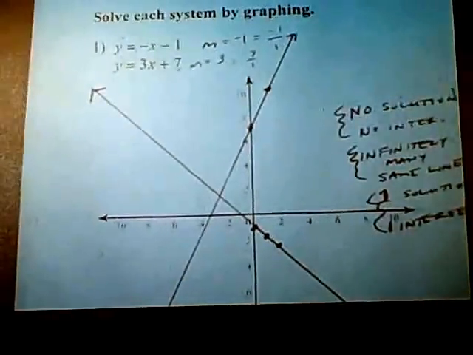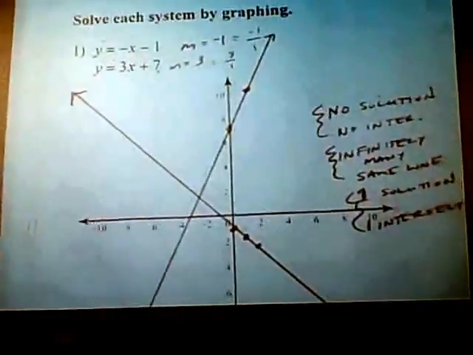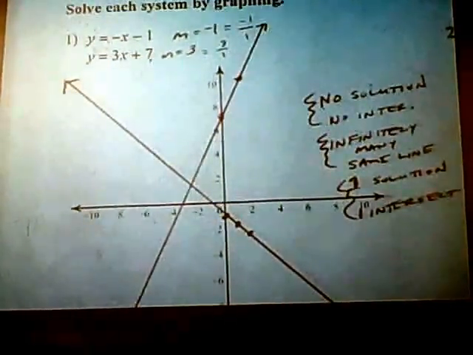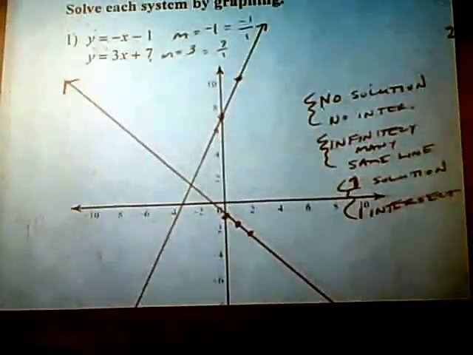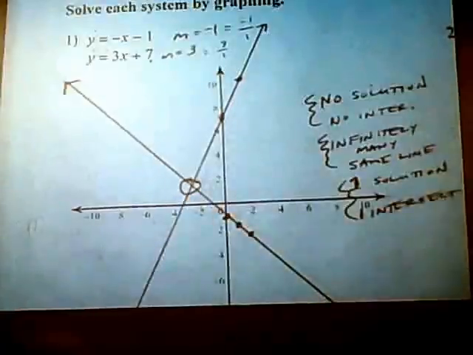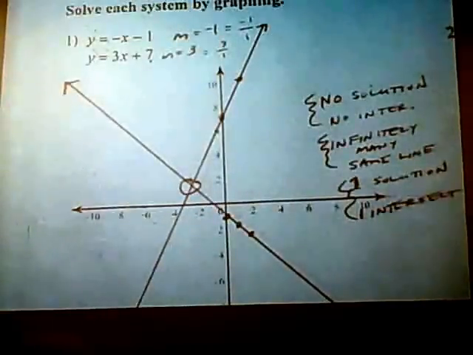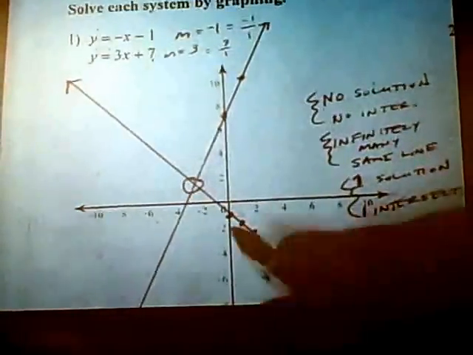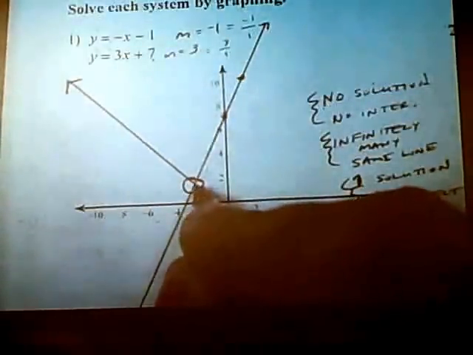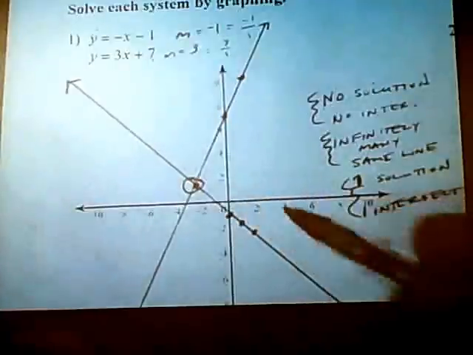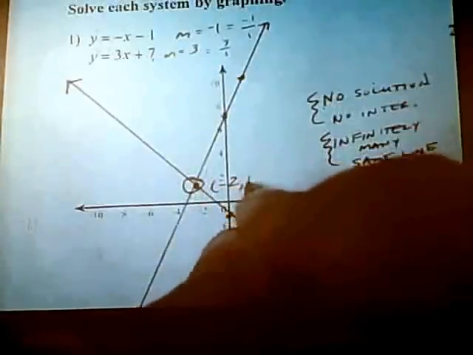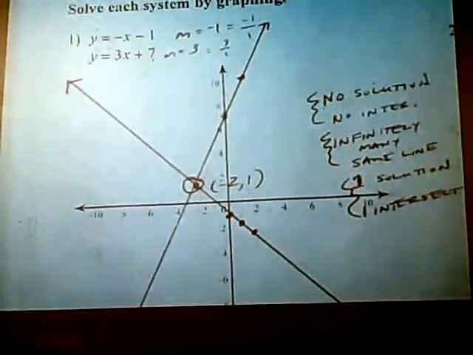Now clearly you should be able to tell right away, based on what the graph looks like, that you have one solution. That solution is going to be found right here at their intersection. So what we need to do is find out what that point of intersection is. Mine is a little bit off, but if you go over to -2 and up to 1, it should be -2, 1. Because the grid lines are off, it's off a little bit, but the solution here is negative 2 comma 1. That is where the intersection occurs.